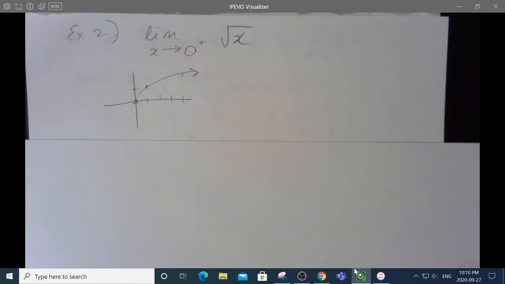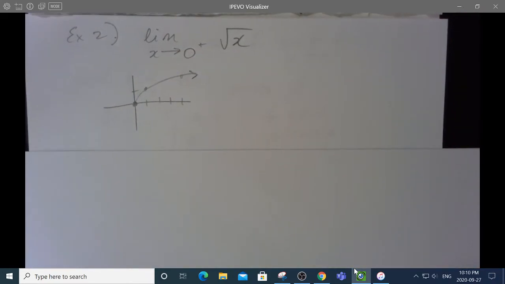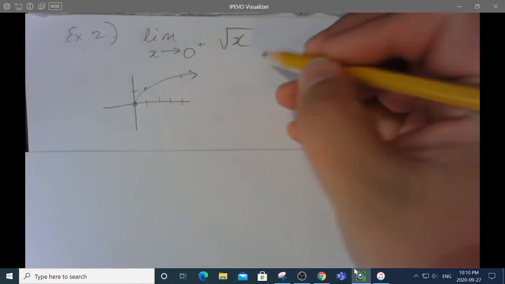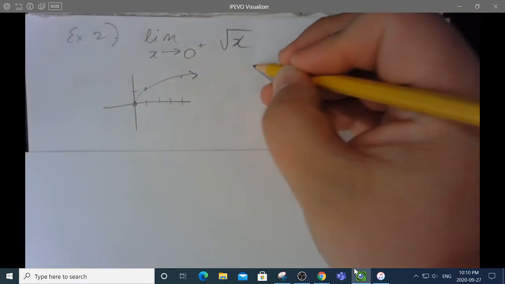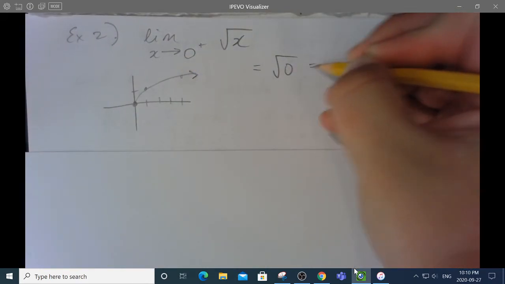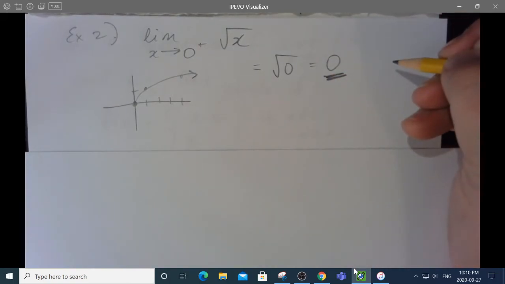Because you can't square root a negative. So you would just say that, okay, I'll plug in 0, and say that that's equal to the square root of 0, which equals 0. That limit exists because there's no limit on the other side to say that it doesn't exist.